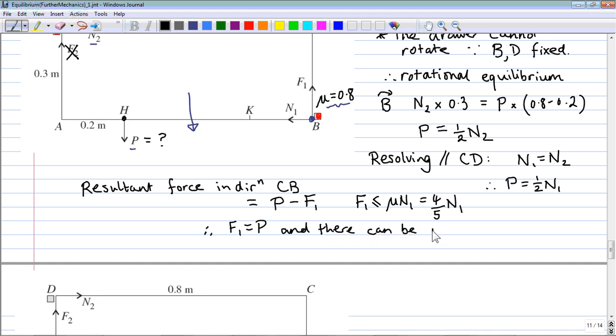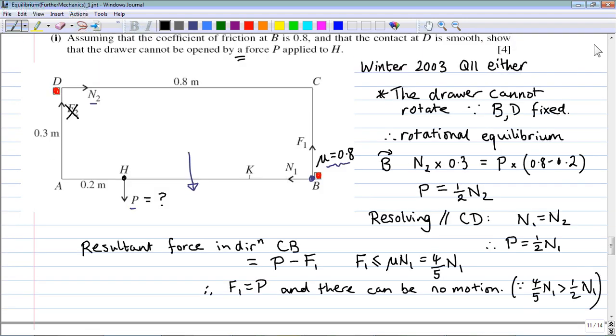So let's review this argument. So we deduced, in fact, that F1 will take the same value as P because it can. Yeah, because the maximum, might want to just add a little note here, because 4/5 N1 is bigger than half N1. So let's just quickly review that argument. First of all, we noted that rotation was impossible.